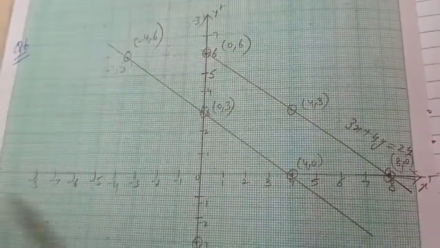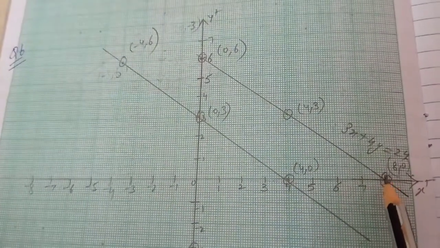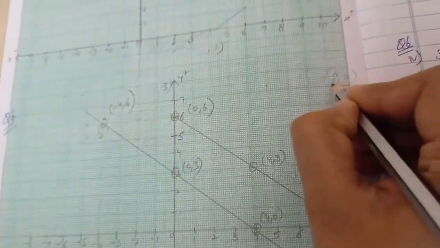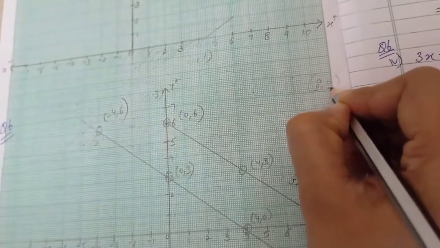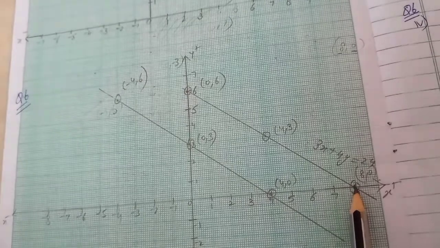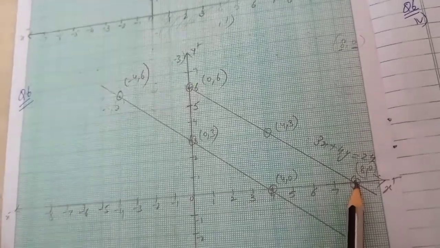Okay, the graph I have plotted over here. First point is 8 and 0. See children, 8 and 0. 8 is the x coordinate, this is the y coordinate. So where is 8 of x? It is here. 0 means we will not move up or down. We have to plot it here only.